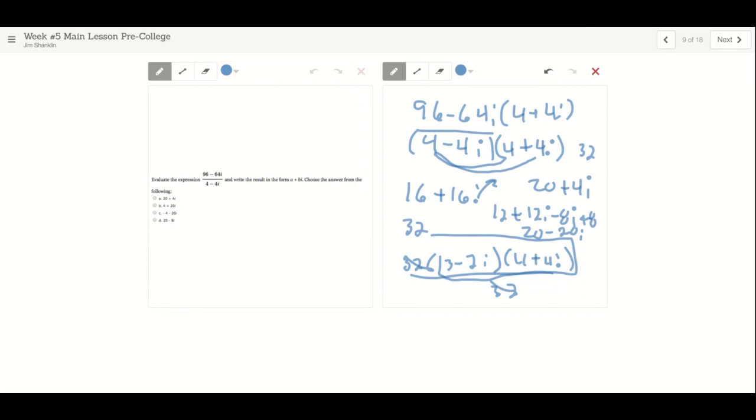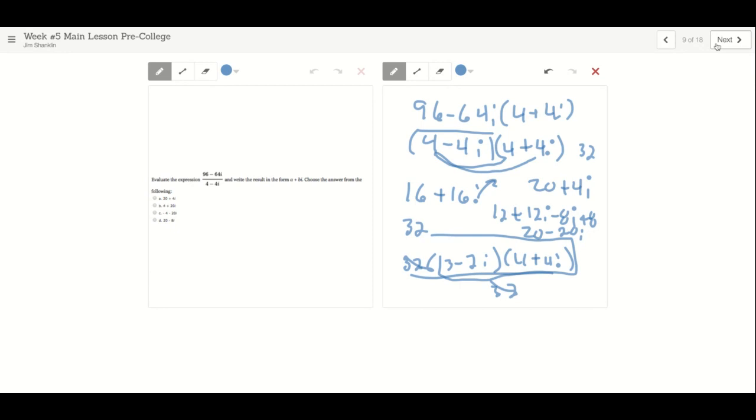Okay, does that make sense? The bottom is the most important because you can't have an i in the denominator, so we've got to get rid of that. When you look at a problem for imaginary numbers, that is what I would consider an advanced problem. You really have to know what you're doing in order to get those answers.